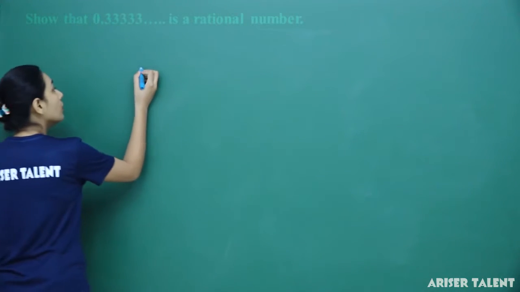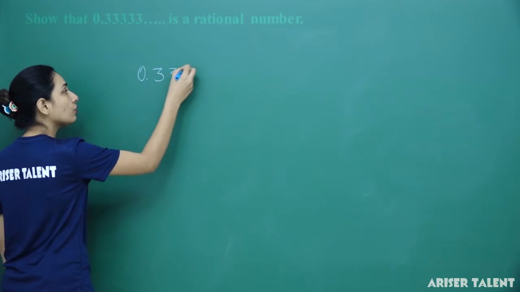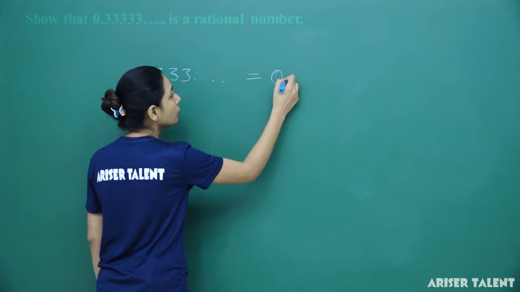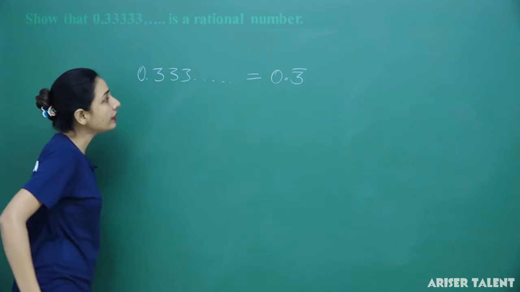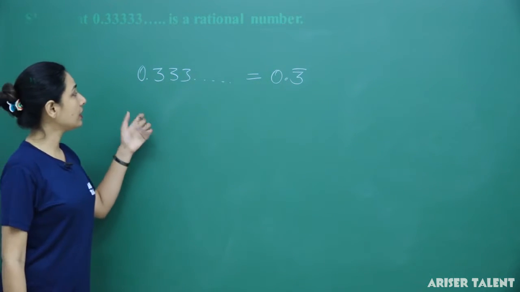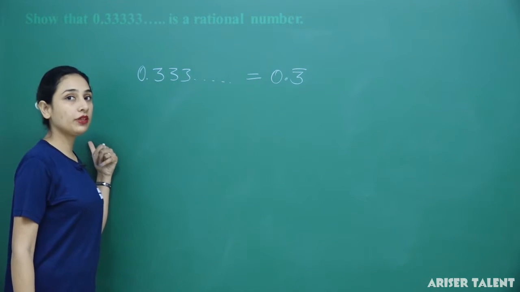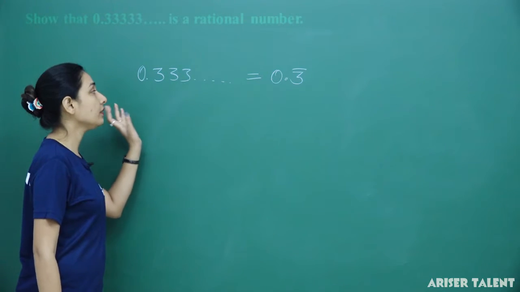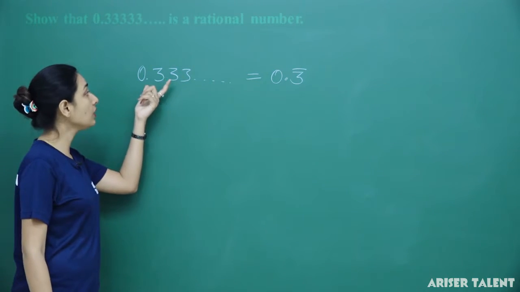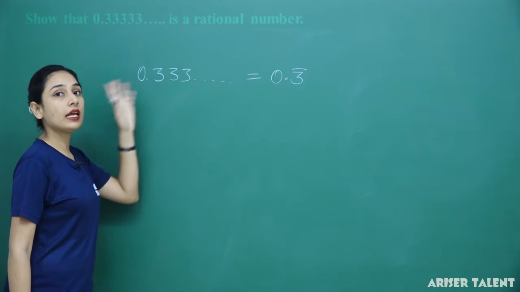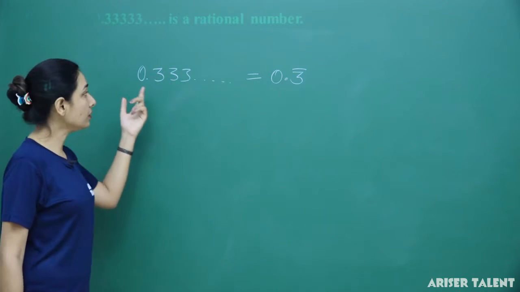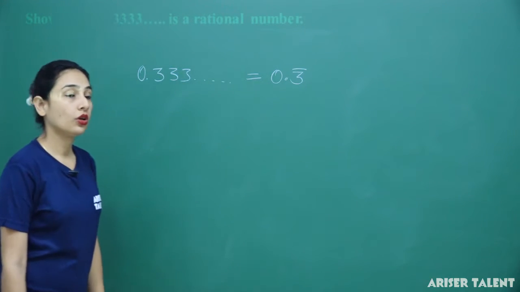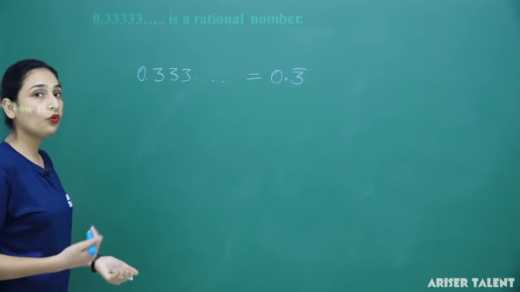Now, 0.3333 and so on, that is equal to 0.3 bar basically. Now, student, you cannot take that step that you have taken in the previous one, that is, just remove that decimal and put zeros in the denominator equal to the numbers after the decimal. Why? Because you do not know how many numbers you are having here. So now how will we solve that?